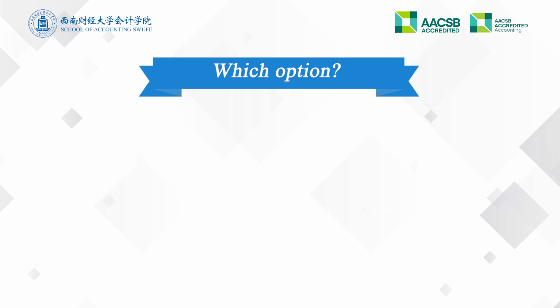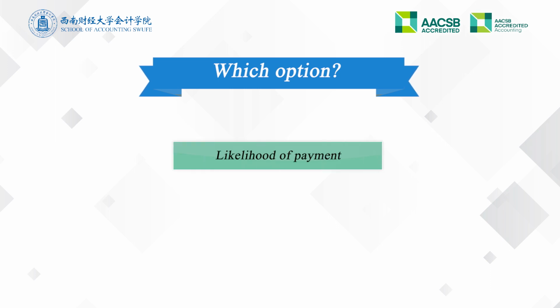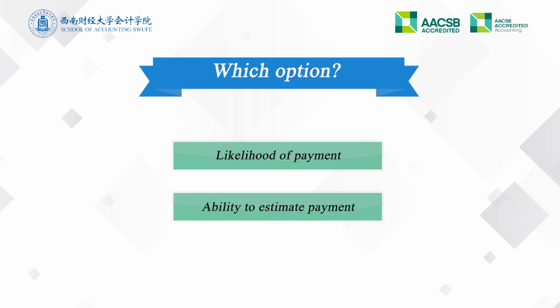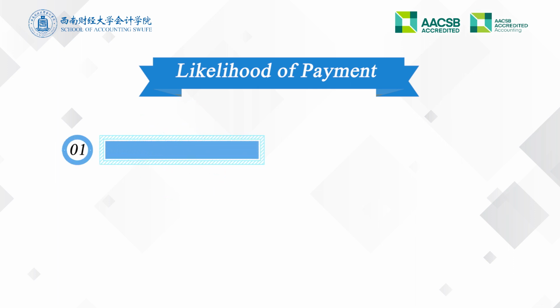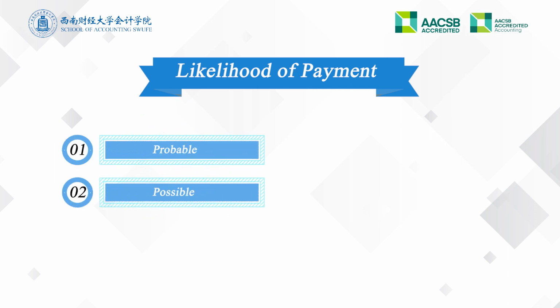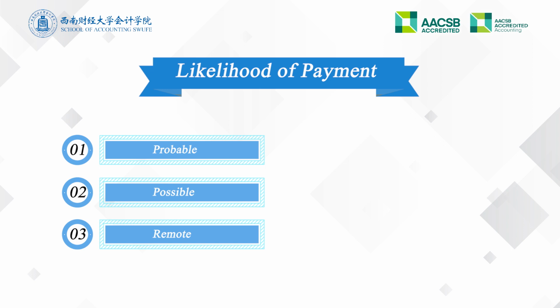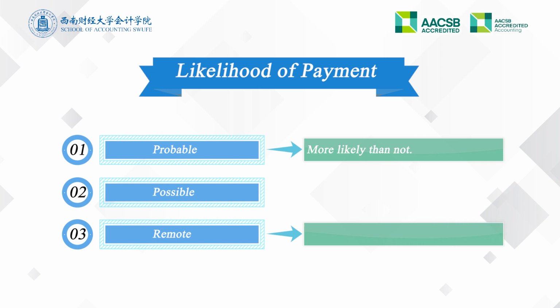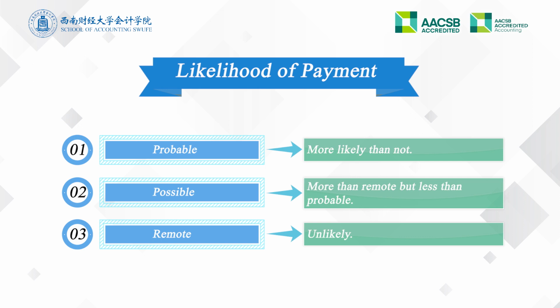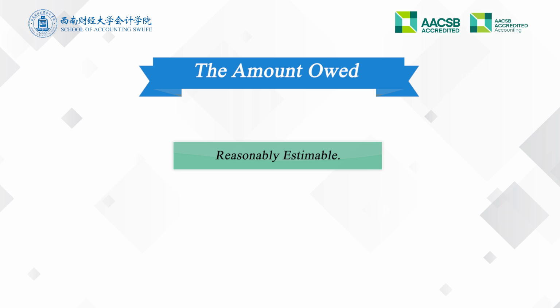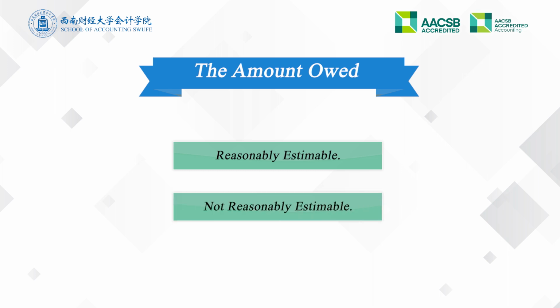The option we choose depends on both the likelihood of the payment and the ability to estimate the amount of payment. The likelihood of payment could be probable, possible, or remote. Probable means more likely than not. Remote means unlikely. Possible means more than remote but less than probable. The amount owed could be either reasonably estimable or not reasonably estimable.